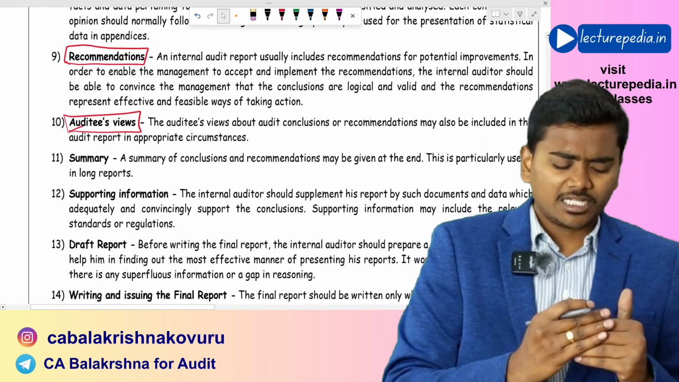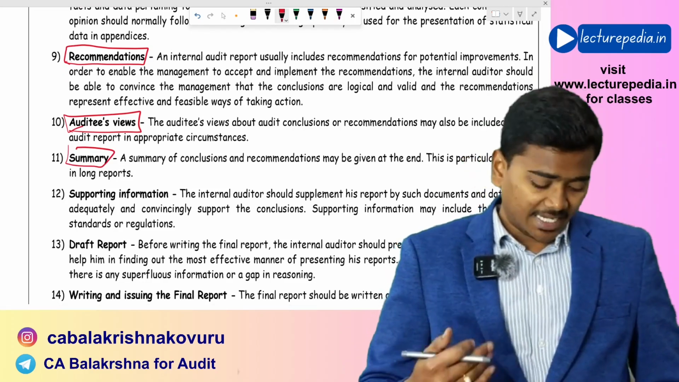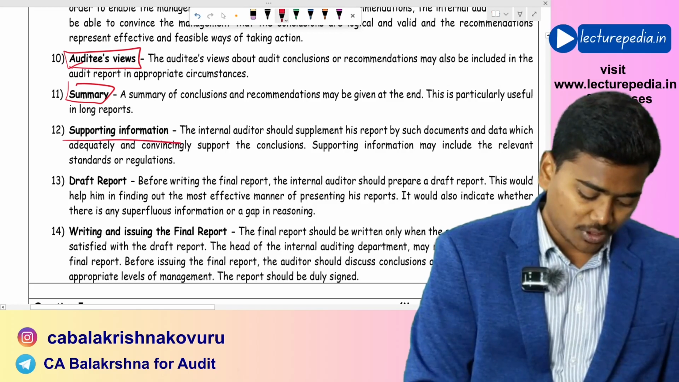And in case the internal audit report is very lengthy, you can give a summary of that internal audit report at the end of the report, and you can also present supporting information.